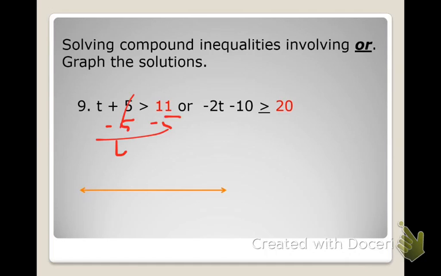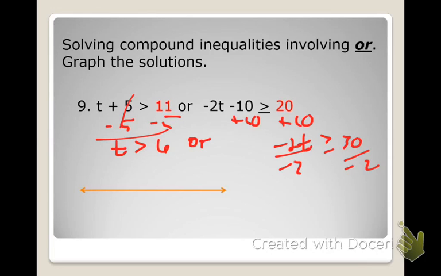Subtract 5. Then add 10. Divide by -2. Remember, you got to flip your inequality sign. So, our compound inequality turns into t is greater than 6 or t is less than or equal to -15. What the heck does that all mean? Well, here's 6. Here's -15. And just graph them individually.